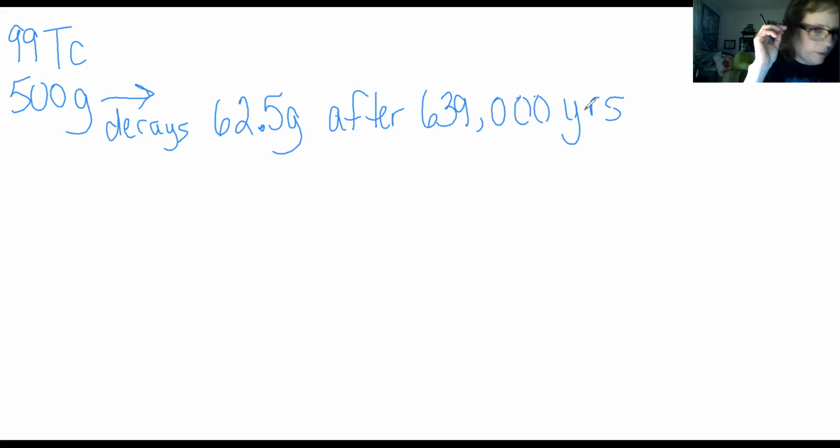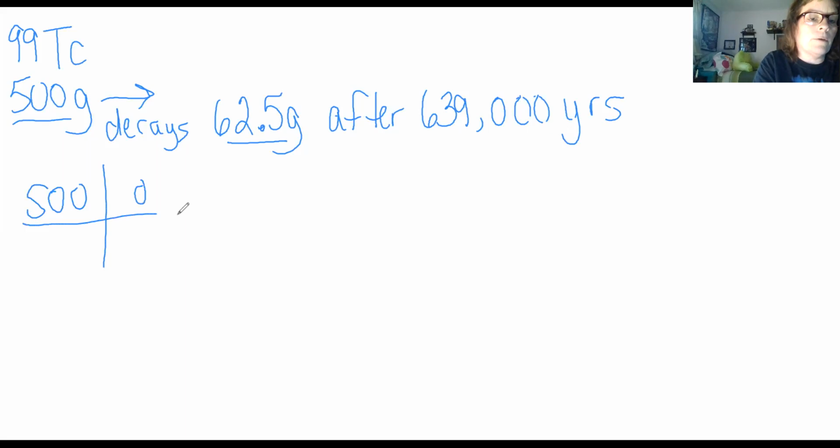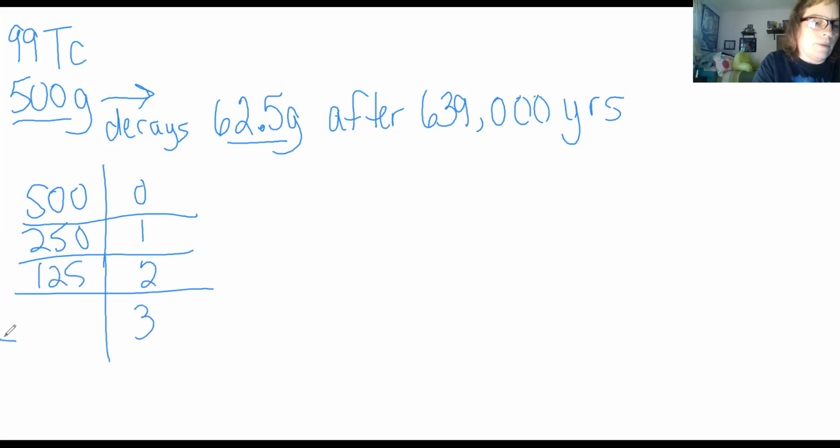So let's figure out how many half-lives have taken place to go from 500 to 62.5. So 500, that's at our 0 mark. After one half-life, 250. 2 half-lives, 125. After 3 half-lives, you get 62.5, which is where we need to be. All right, so 3 half-lives have gone by.